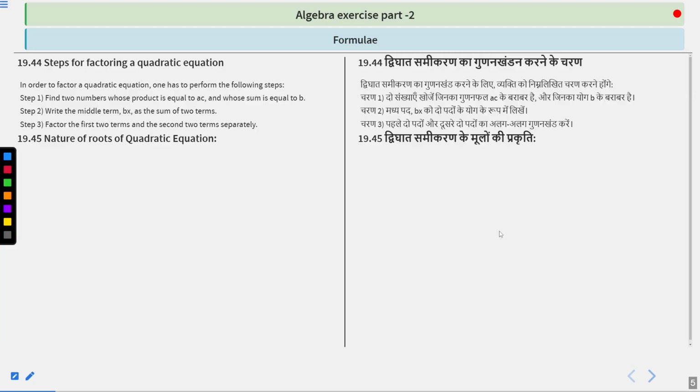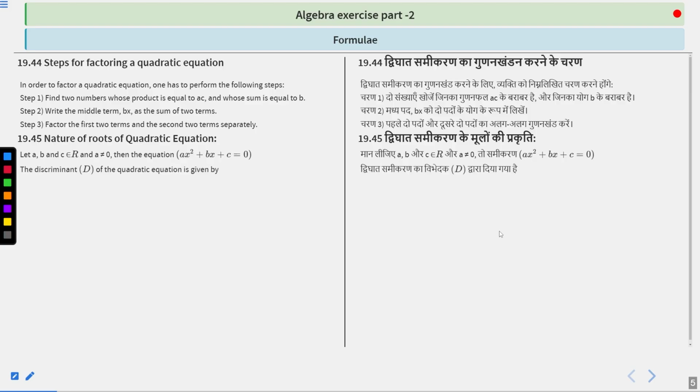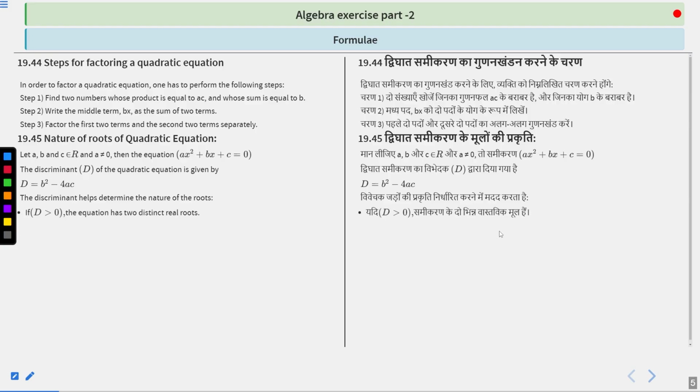Then we have the nature of roots of a quadratic equation. Let a, b, c belong to real numbers and a is not equal to 0. Then consider the equation ax square plus bx plus c equal to 0. The discriminant d of the quadratic equation is given by d equal to b square minus 4ac. The discriminant helps determine the nature of the roots.